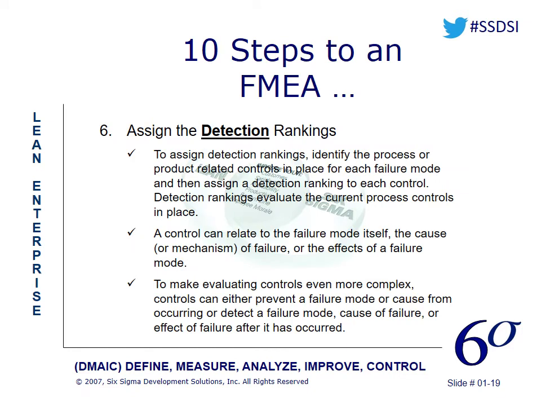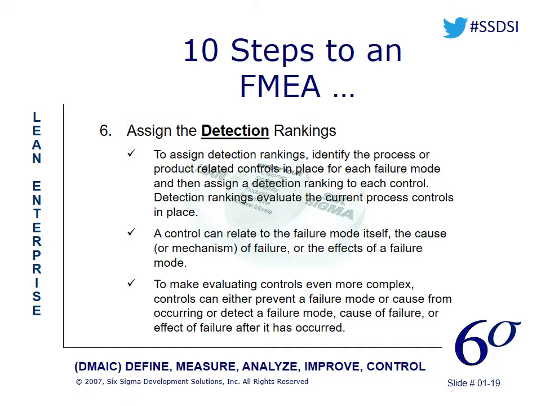The third ranking is the detection ranking. Now this can be somewhat counterintuitive because a detection of 10 actually means that you can't detect the failure mode. You don't have any controls in place for you to be able to detect the failure mode. And again, that's kind of counterintuitive because you think a detection of 10 is a good thing. 10 is a high detection, when again, it's the least detection.